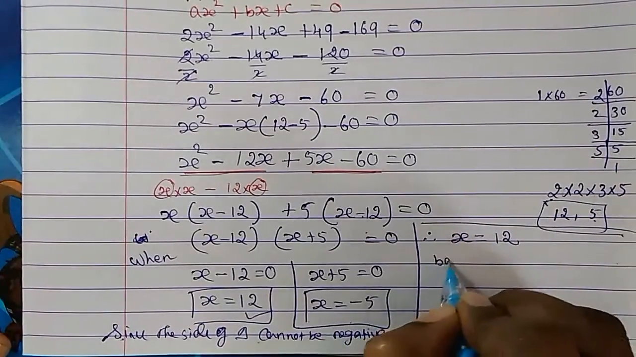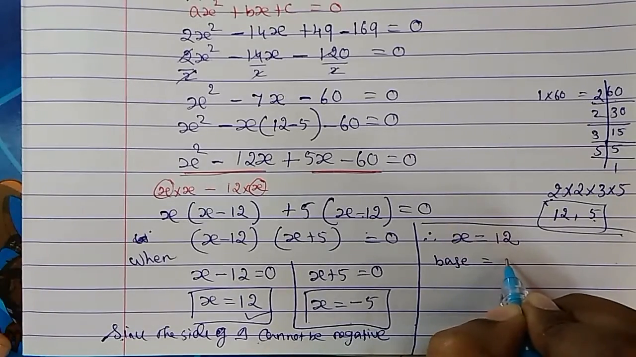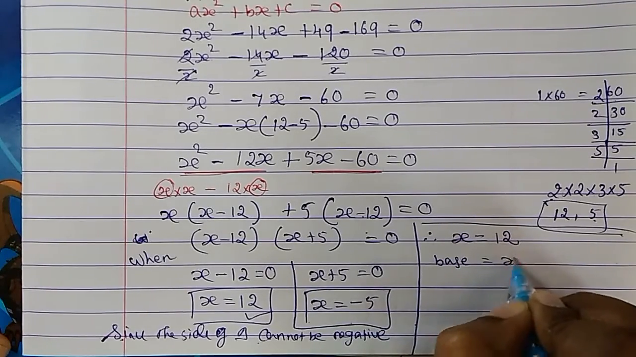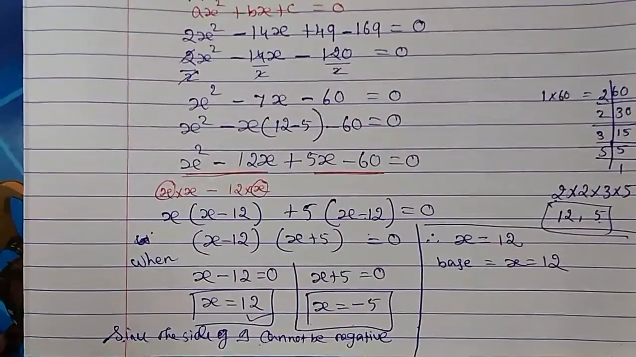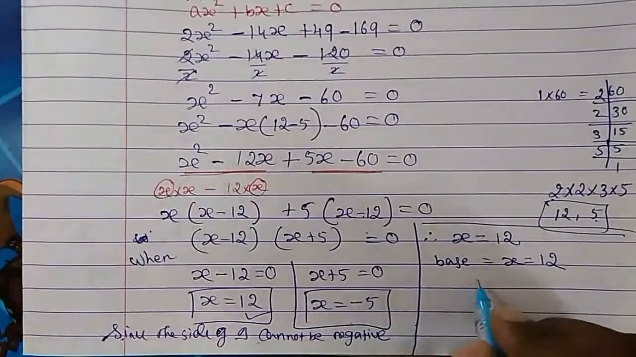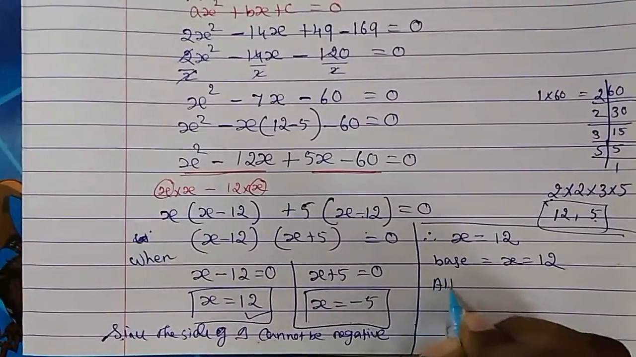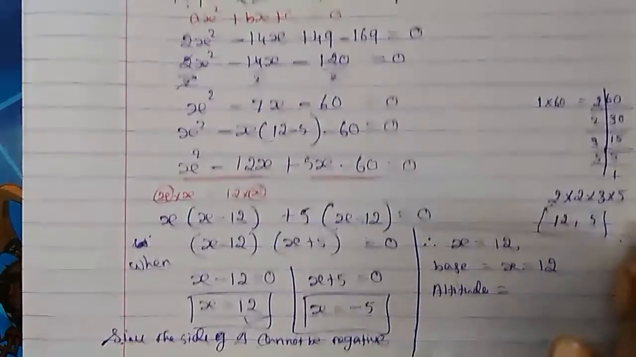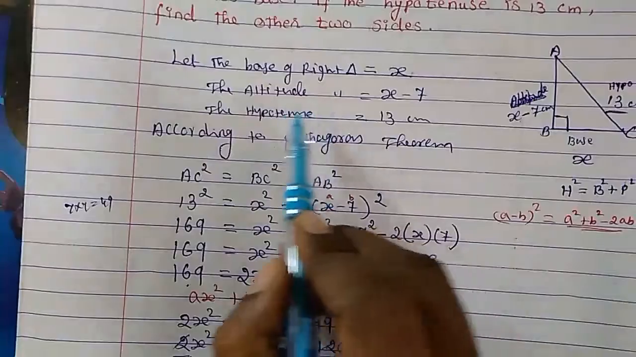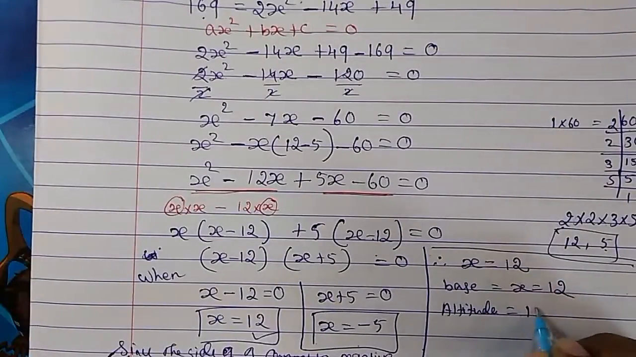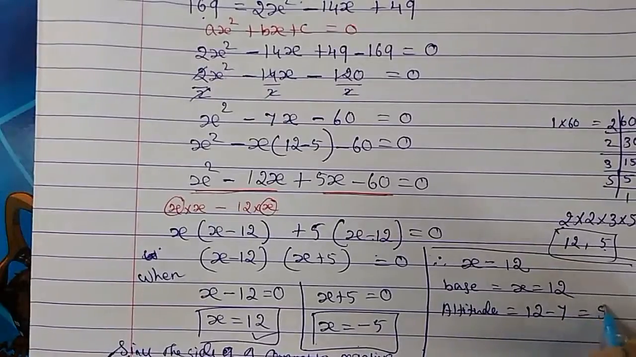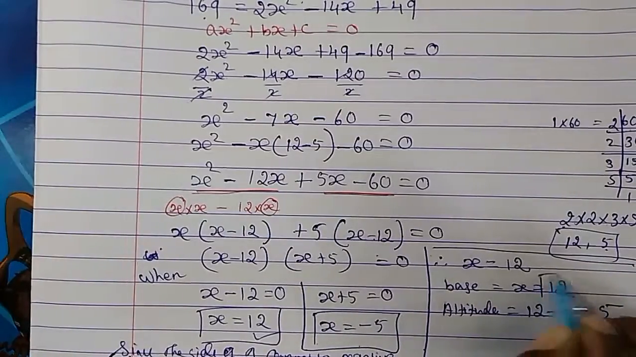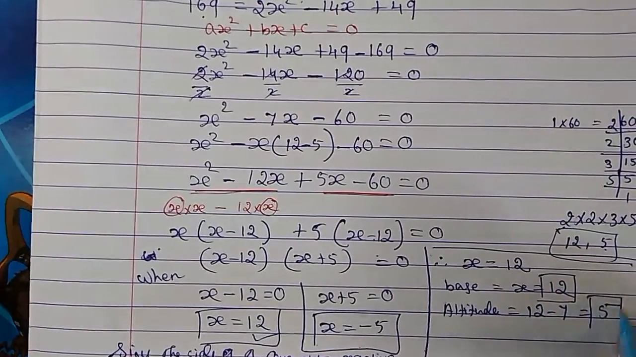So now if we consider the base as 12, then what is the altitude? From the base we have to subtract. See, altitude from base we have to subtract. So 12 minus 7 will give us 5. So this is the base and this is the altitude.